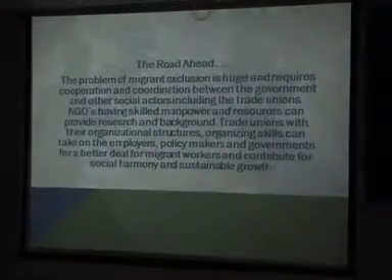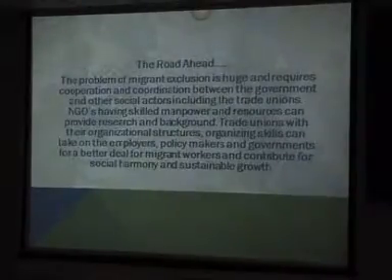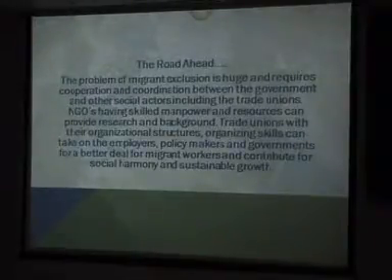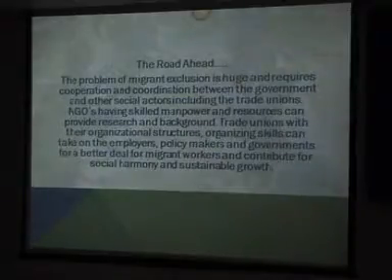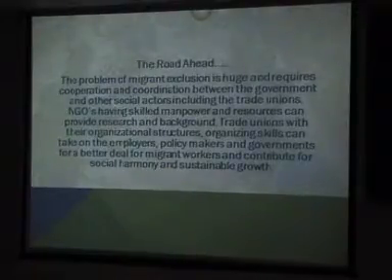Then, concluding, basically I think we should take a community level effort. The NGOs and the trade unions can also play a great role in including these migrants in our society, and the government also should make policies which are inclusive in nature.